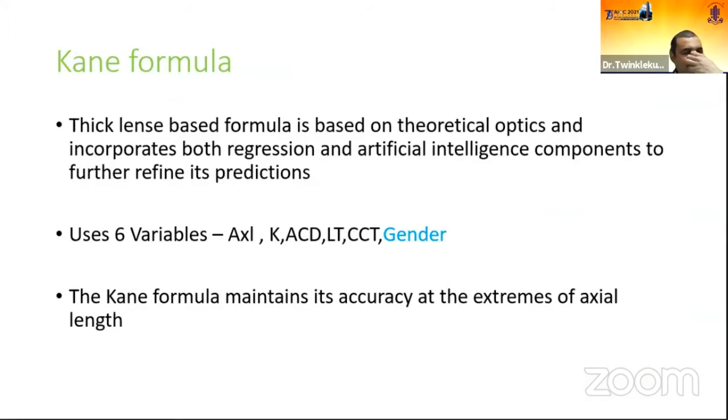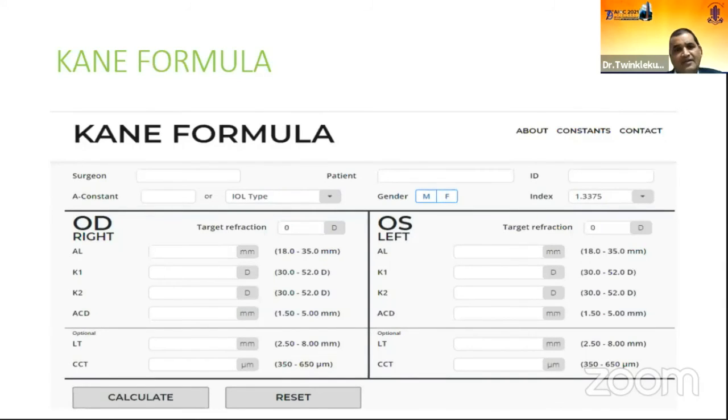Now the Kane formula. In all international forums, the Kane formula is now given the same weightage as the Barrett formula. It is also a thick lens based formula. But it is not only theoretical optics; it incorporates both regression and an artificial intelligence component. And one variable used in the Kane formula is gender, which is not there in any other formula. Please also consider that it gives accuracy at the extremes of axial length. This is the Kane formula screenshot, and you have to feed in all this data.